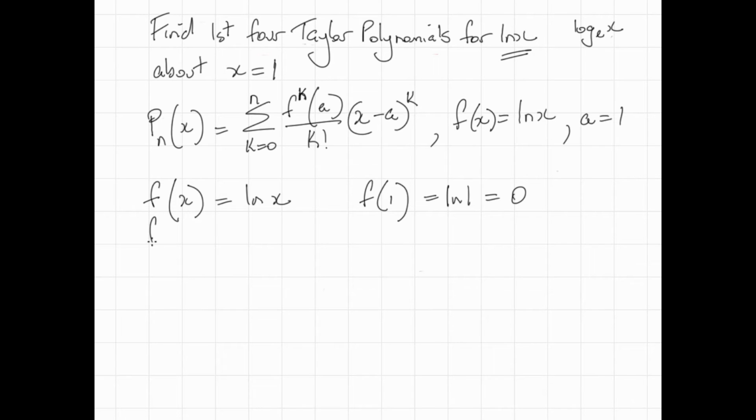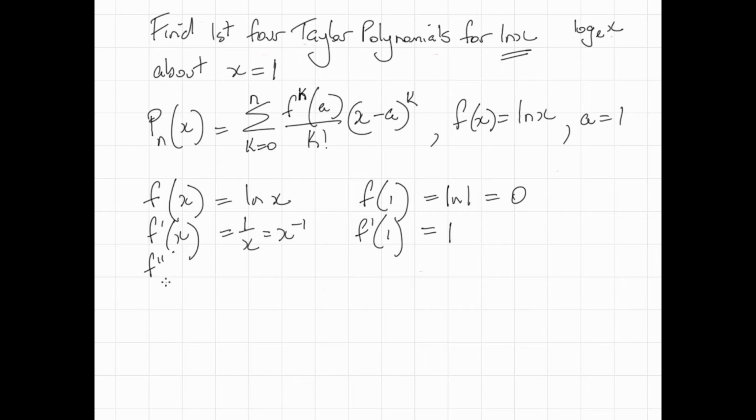So what is f dash of x? We're going to find the first four derivatives. F dash of x, what's the derivative of ln x? That's 1 on x. Another way to write that is x to the minus 1. And when we put 1 in for f dash of 1, we get 1 on 1, which is just equal to 1.